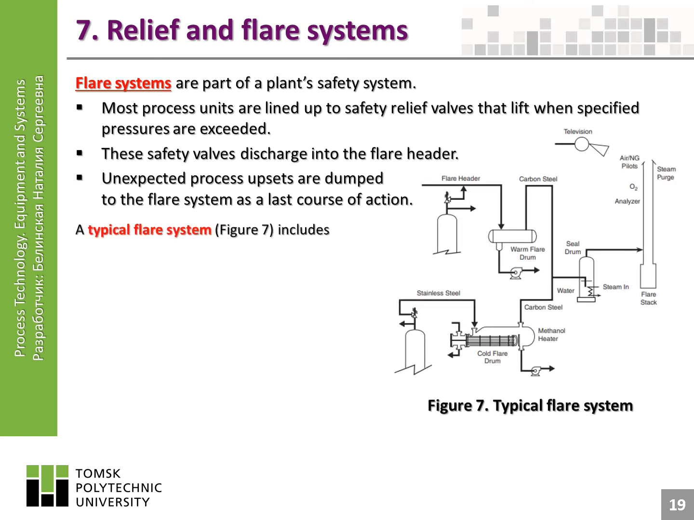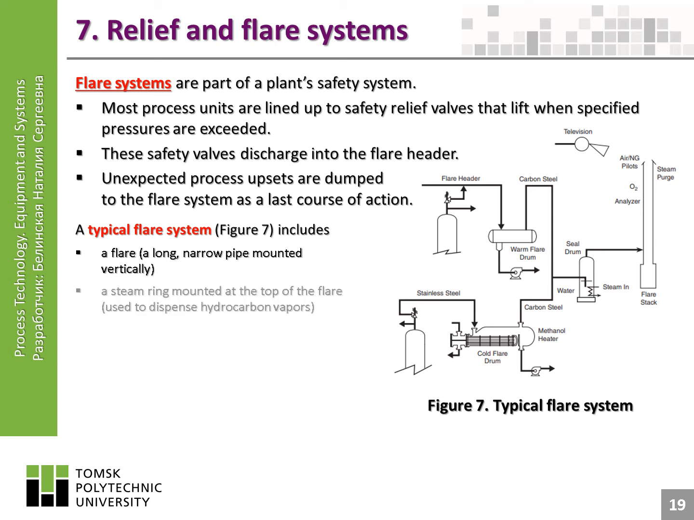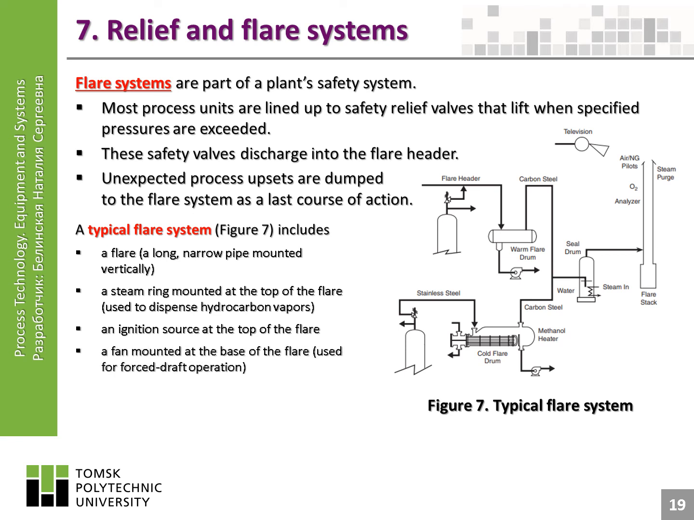A typical flare system includes a flare, a long, narrow pipe mounted vertically, a steam ring mounted at the top of the flare, used to dispense hydrocarbon vapors, an ignition source at the top of the flare, a fan mounted at the base of the flare, used for forced draft operation, a knockout drum with water seal, and a flare header.